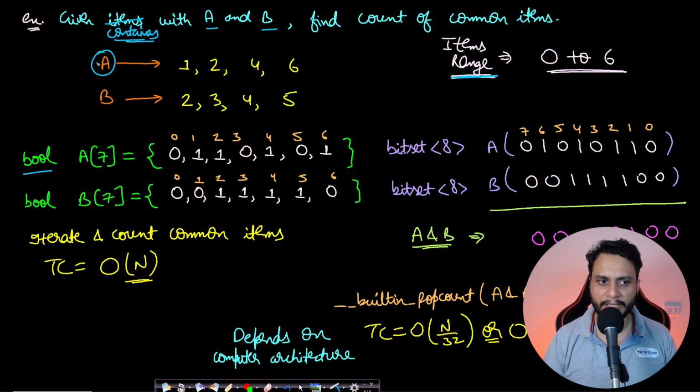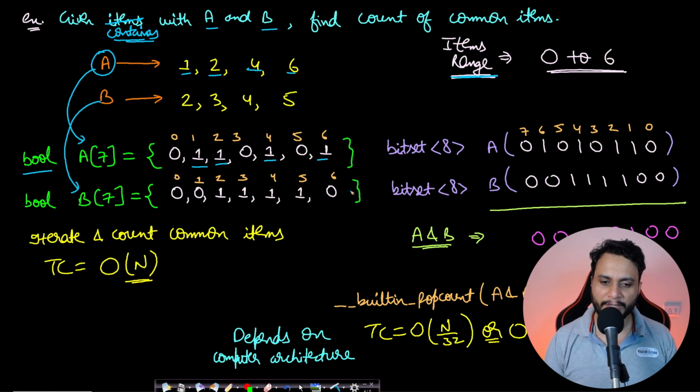So if you check for A, you check it out here. 1 is present, so we will set this bit. 2 is present, so we will set this bit. Similarly for 4 and 6, we will set the bits for 4 and 6, and the other bits will all be unset. It will all be 0. And similarly if you compare, this is B's representation, right?